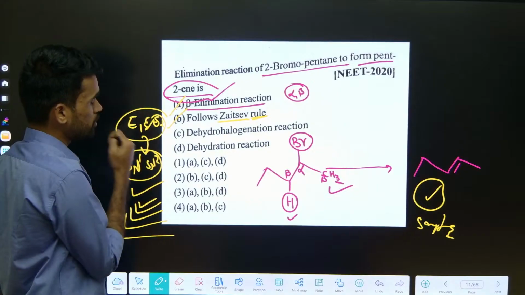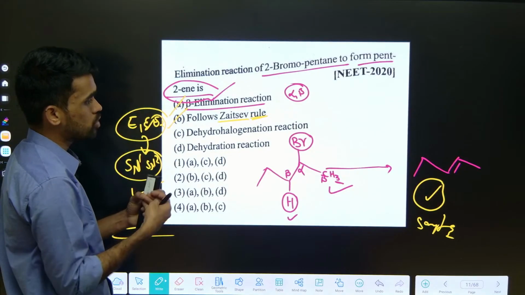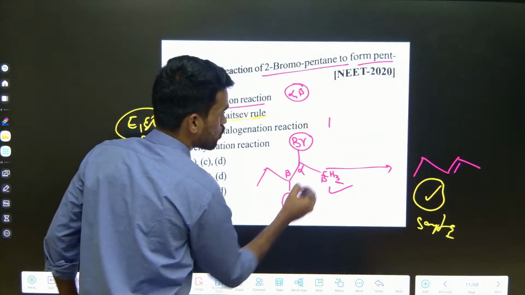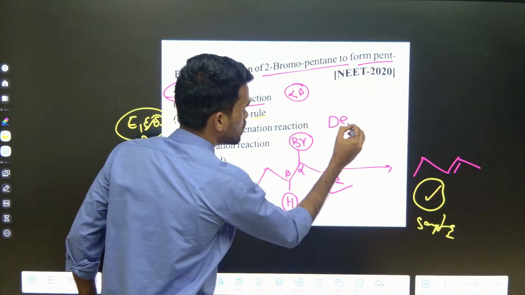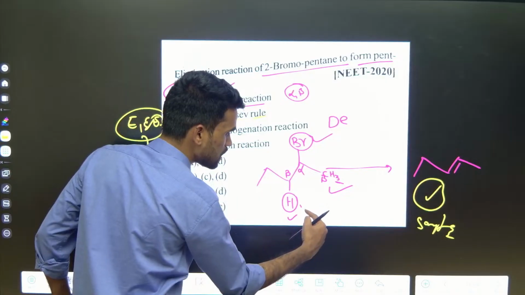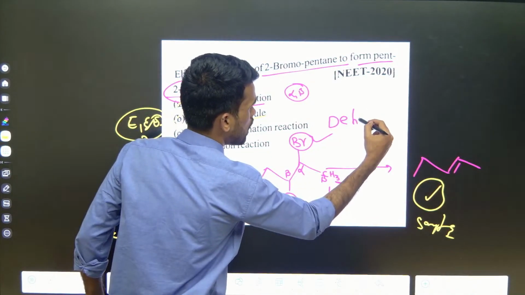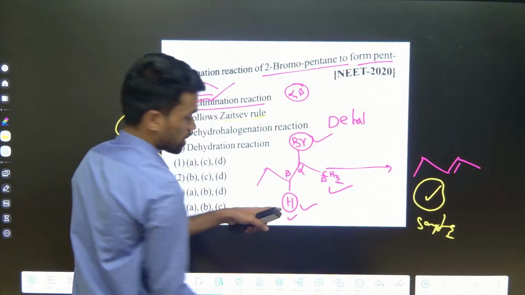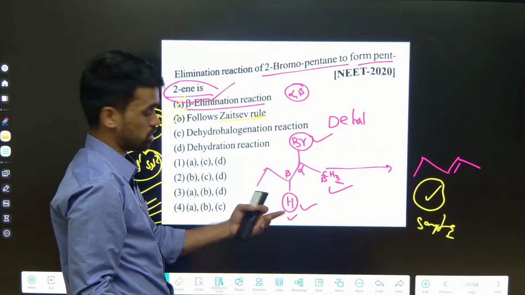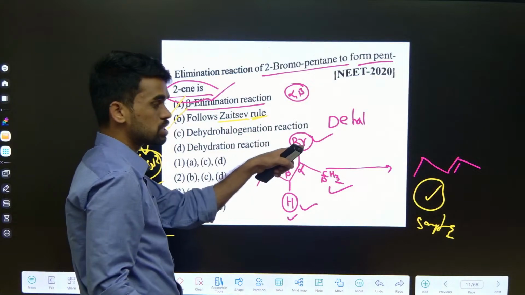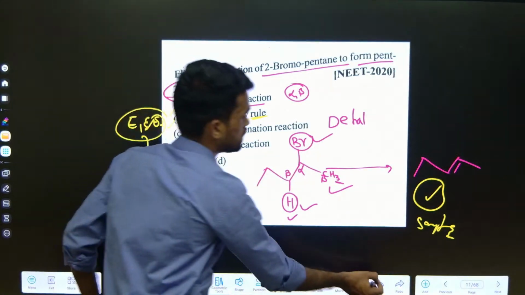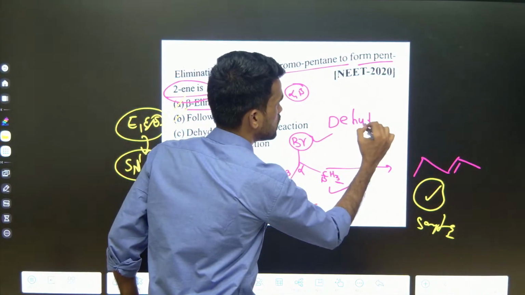So tell me whether it is a dehydrohalogenation reaction or not. If I remove a proton, you should say deprotonation. Here we are removing halogen as well as proton. If you remove hydrogen, it is dehydrogenation. If you remove halogen, it is dehalogenation. Both together you are removing, so it is dehydrohalogenation.